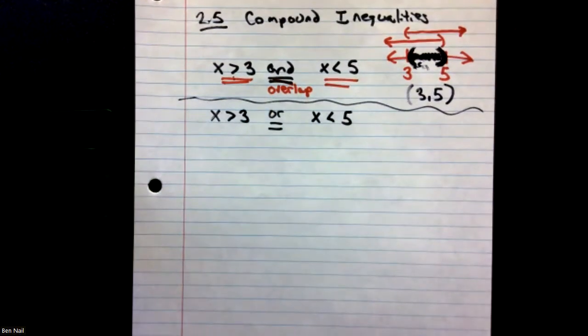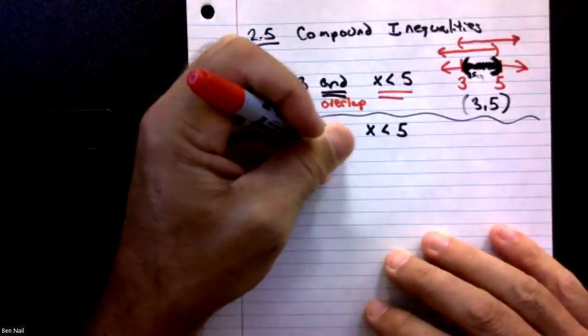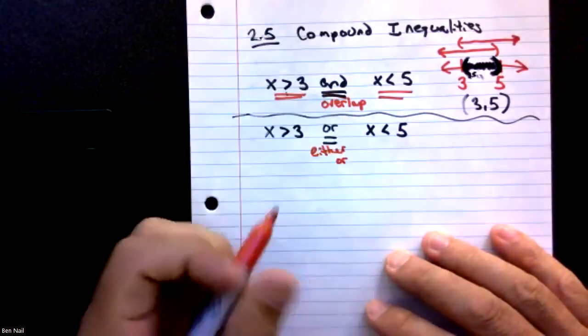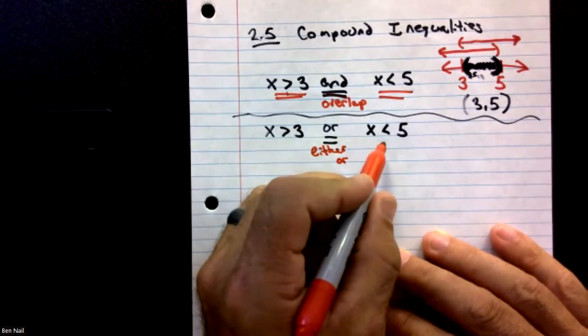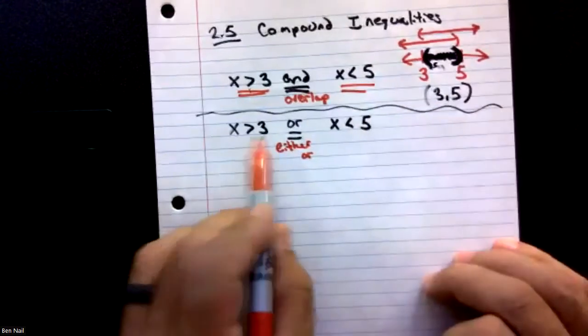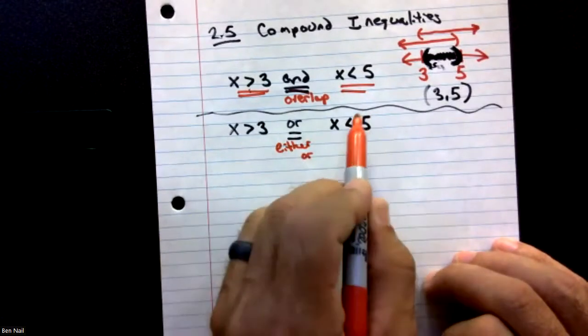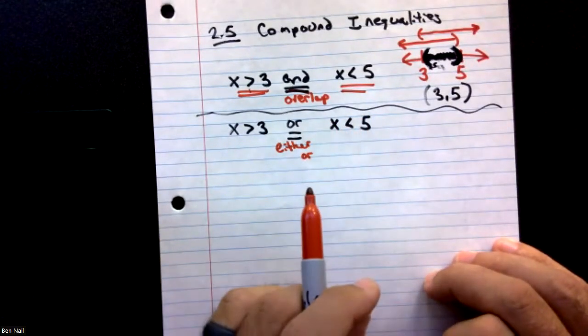Okay, "or" means just that. It means either/or. So if it satisfies this one, great. If it satisfies this one, great. All of these solutions work, as well as all of these solutions.